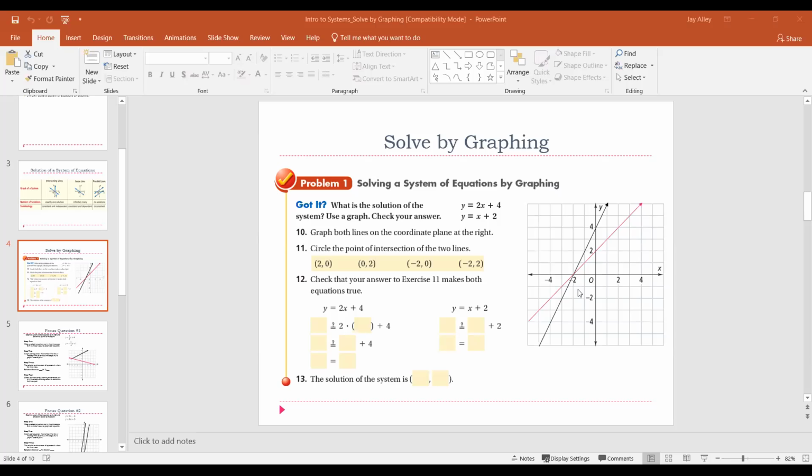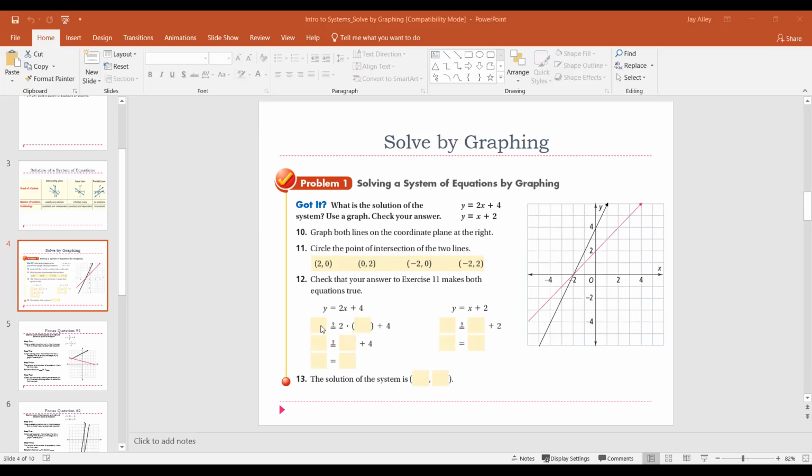So underneath those 4 points, it says check your answer makes both equations true. What does that mean? What if we didn't have the graph? What if we couldn't look at it? Well, we still need to be able to verify our answer somehow. And this is another way to do substitution, kind of like you did substitution in order to find the y-intercept. We're going to take our x and our y value, and we're going to put it in the equation and see if we get a true statement.